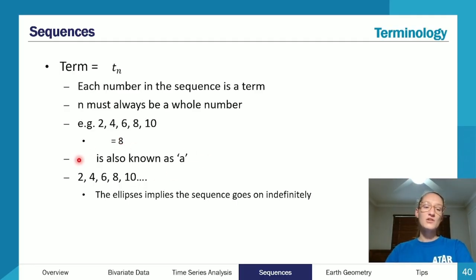I missed something out there. What I wanted to say is that T1 is also known as A. That's our starting point, so we can define that. Sometimes it might be T0, but that's a little more depth than we'll be going into today. So A is another way that we talk about our starting point. And the last thing I'll draw your attention to is if we have an ellipsis, dot, dot, dot, that's just implying that the sequence goes on indefinitely.